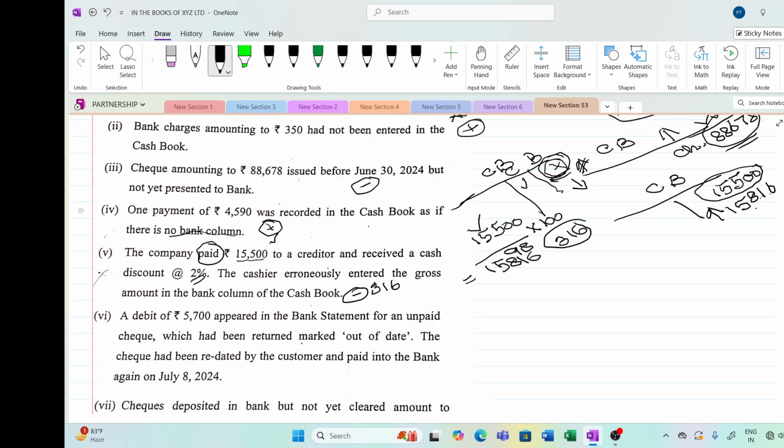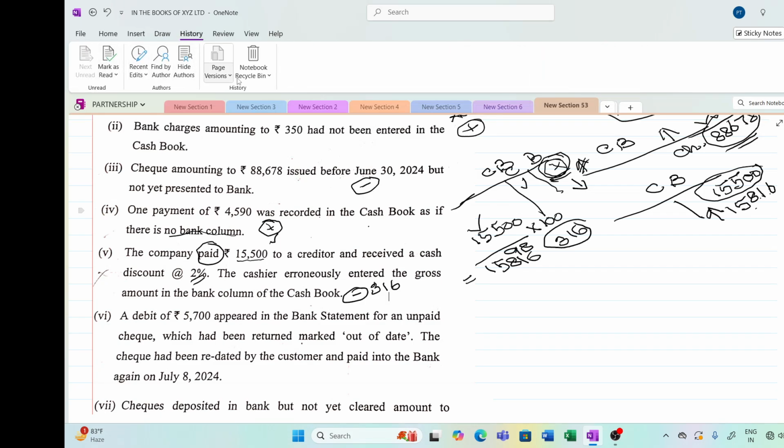If you have taken it as 300 rupees, 15,500 into 2%, still that will do, because there is a confusion here. They have not mentioned clearly, so 310 rupees, if you would have taken, that's also good enough, because there is no clarity of what is the gross amount. So we have to wait till ICAI gives the suggested answers.